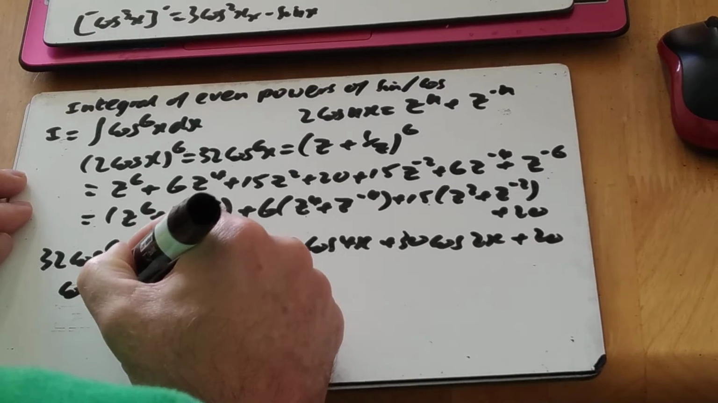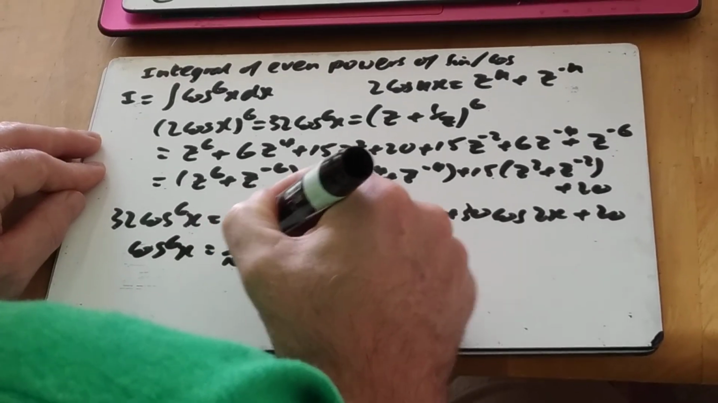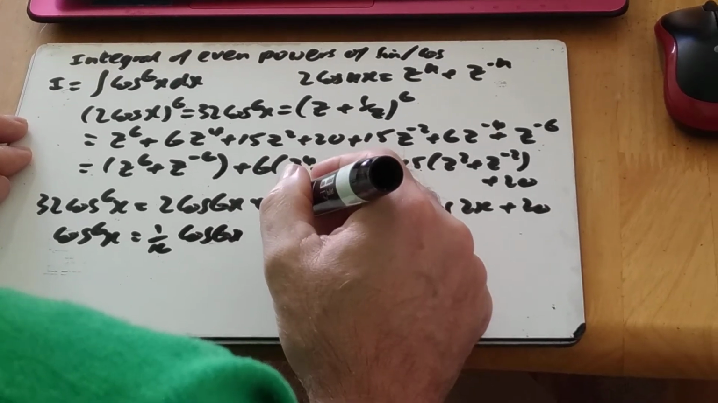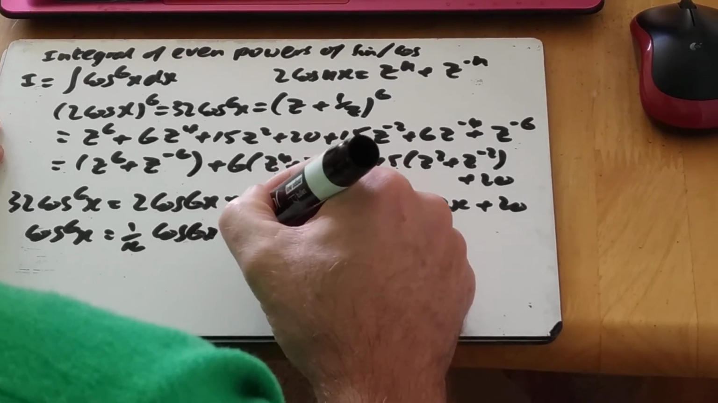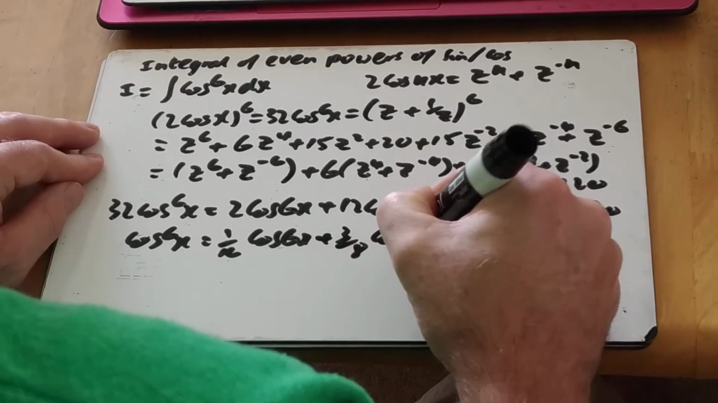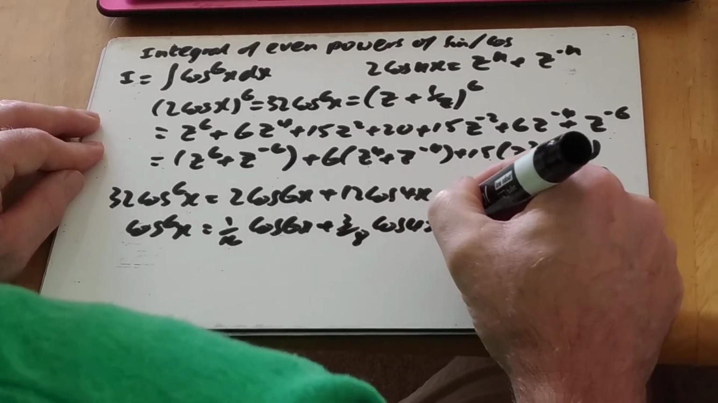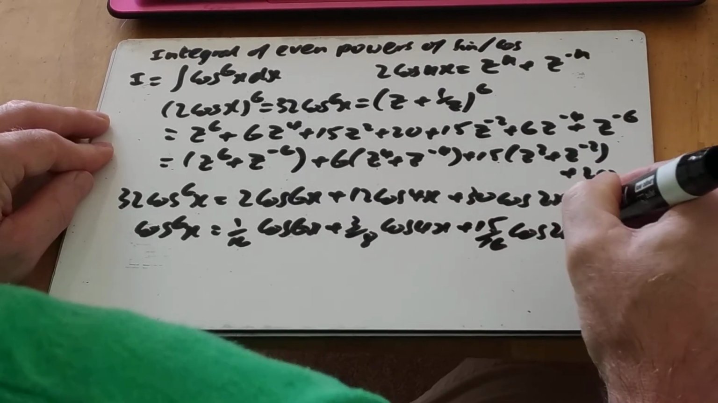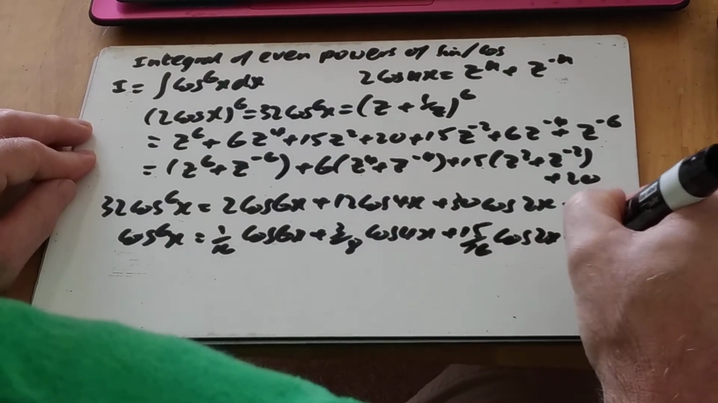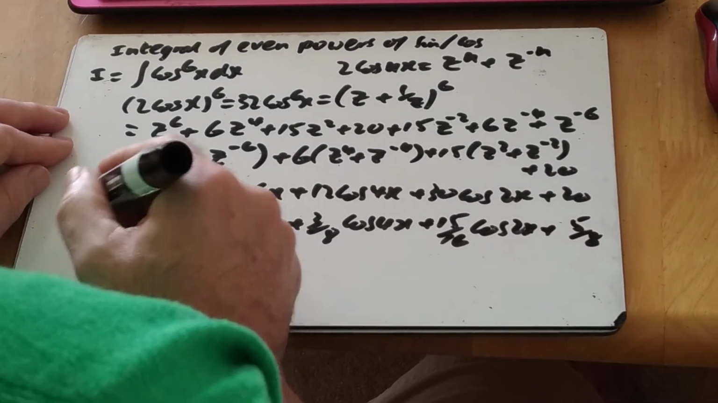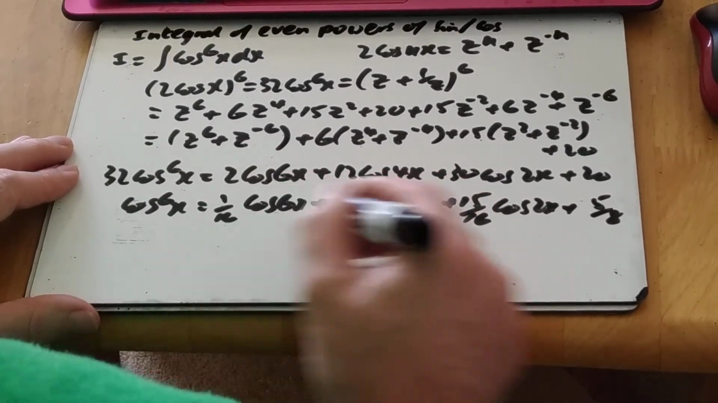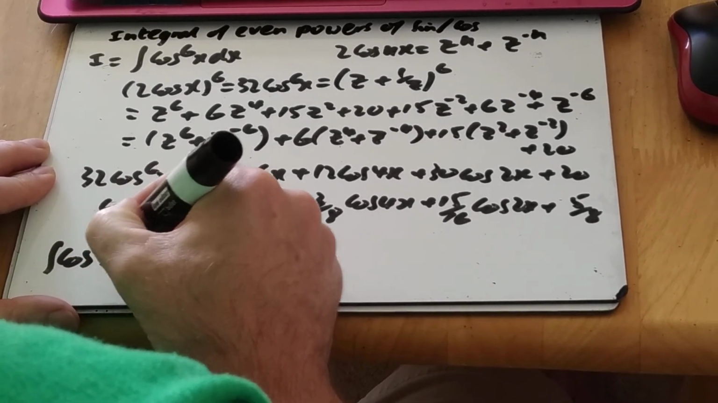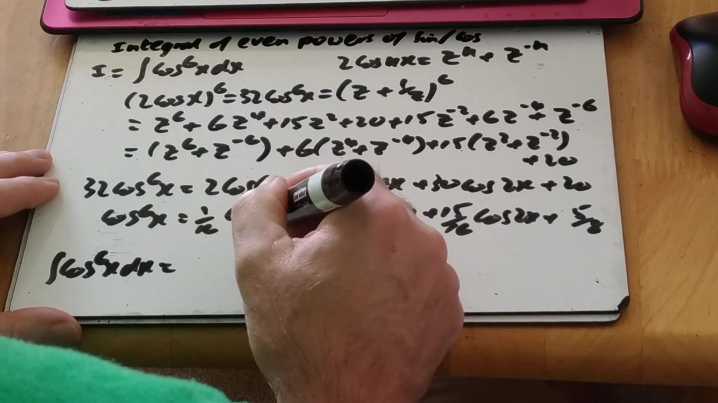cos^6 x now is 2 over 32, 1 over 16 cos 6x, 12 over 32, divided by 4, 3 over 8 cos 4x, 30 over 32, 15 over 16 cos 2x, and 20 over 32, 5 over 8. So the integral of cos^6 x dx becomes the integral of these terms.